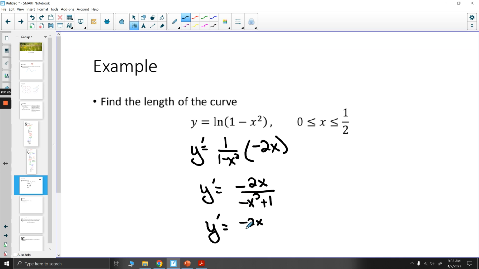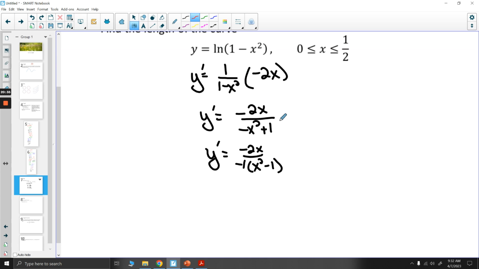So this is a negative 2x on top. But here, if I factor out a negative 1, that would leave behind x squared minus 1. And now I'm in a more standard form. So I usually like to do that a little bit because it might make my life better in the future. So I just take care of it while it's simple. And the other nice thing is negative and negative makes it positive. So our y prime is actually equal to 2x over x squared minus 1. So that's a lot better.